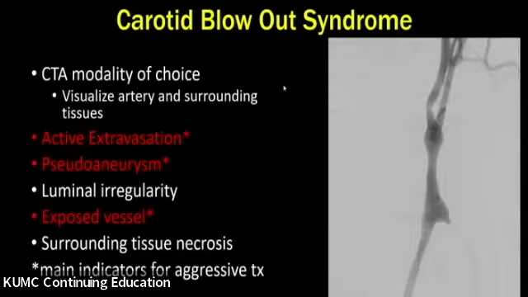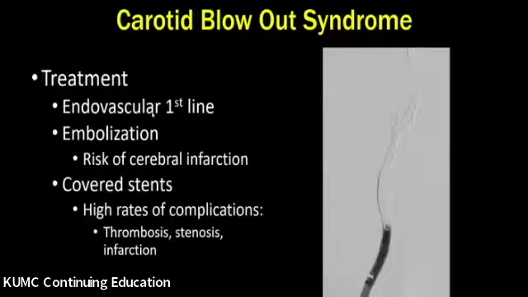CTA is going to be the modality of choice to evaluate because we can see the surrounding structures and the vessel. Active extravasation, pseudoaneurysm, and exposed vessel are the most important imaging features and the main indicators for aggressive treatment. Treatment is going to be predominantly endovascular with embolization or stent placement. Stents just have a high rate of complications. So this is our patient treated with carotid takedown.